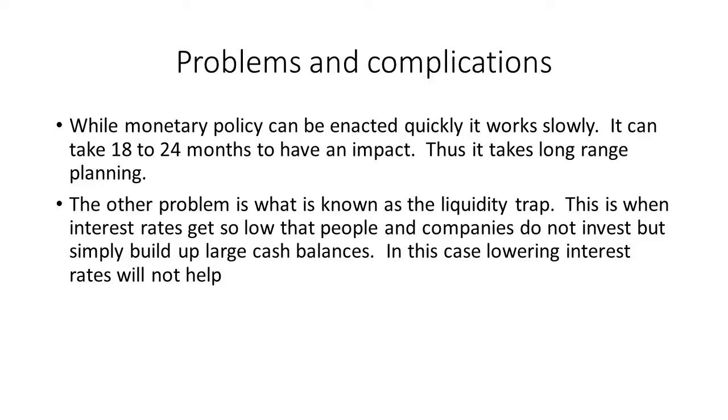So what are some of the problems and complications? Well, while monetary policy can be enacted quickly, and when I say quickly, literally within days, it works slowly. It can take 18 to 24 months to have an impact on the economy. Thus, it takes long-range planning. This is the reason the Federal Reserve is very reluctant to make very quick changes. They don't want to quickly change something because of something they see this month, and then the next month it changes, and we've got to change it back. So it's a gradual process, and they really telegraph what they're going to do to everybody. They don't want there to be any surprises.